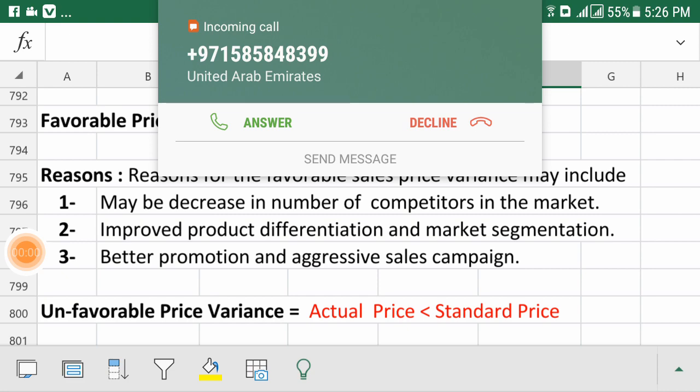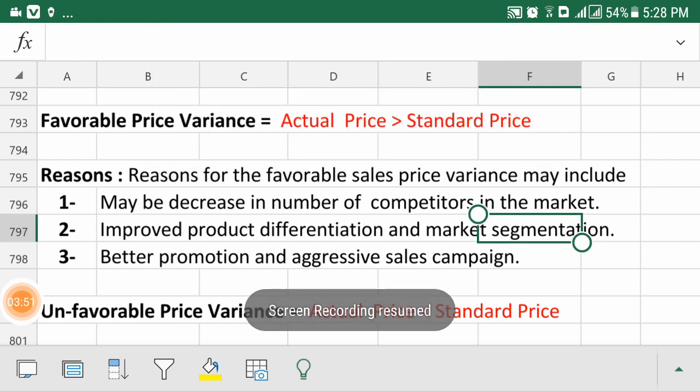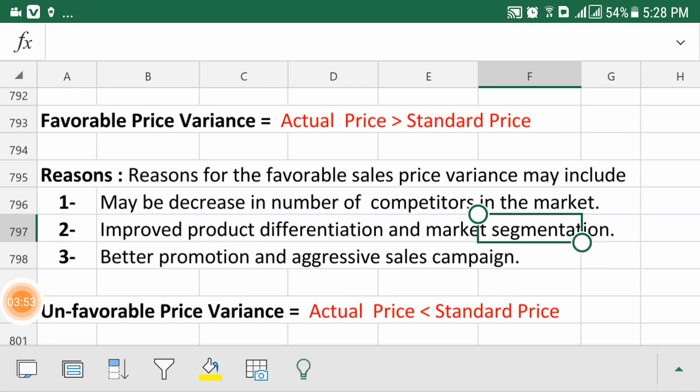Another is the unfavorable reasons. The unfavorable situation will arise when the actual is less than the standard one. The reasons here are an increase in competitors in the market: if competitors increase, then definitely it will be very hard for you to sell your products in the market. A decrease in the demand of the product: if the demand decreases, then it will be unfavorable.